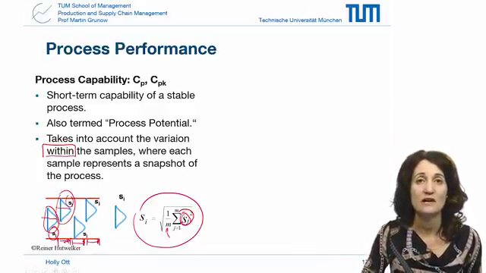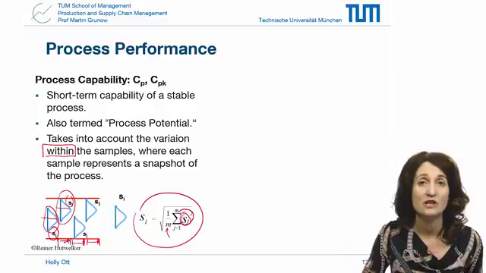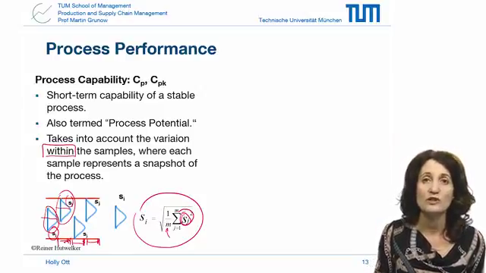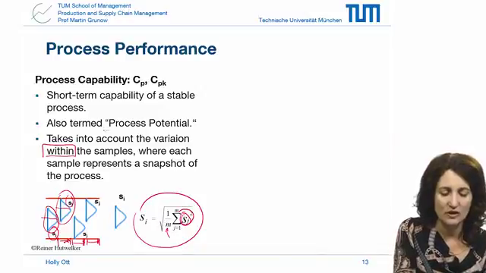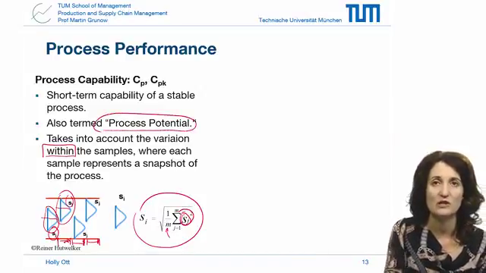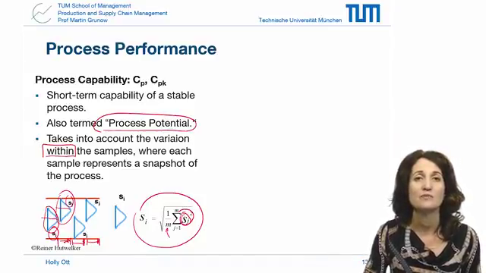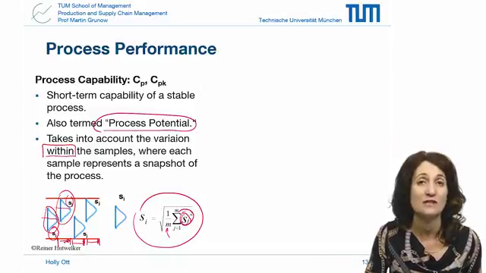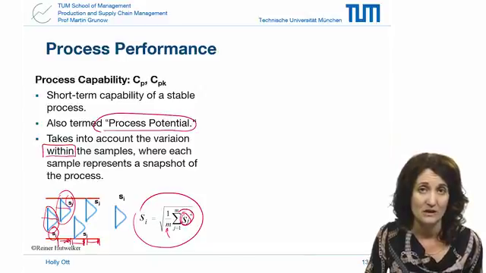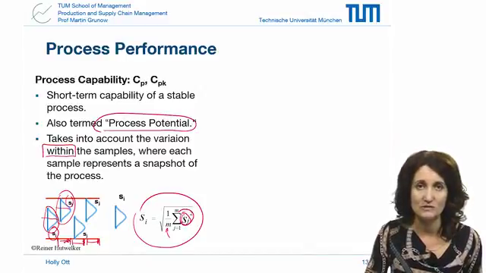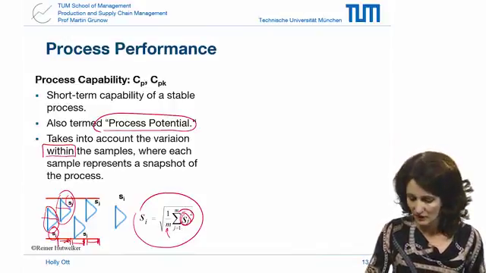You're not taking into account any drift of your process. You're not taking into account any change in the machines or change in the environment. So what you're looking at really is this idea of process potential or potential capability of a process. The CP and CPK represent the potential your process has of producing parts within spec, presuming there's no variation between the samples over time.